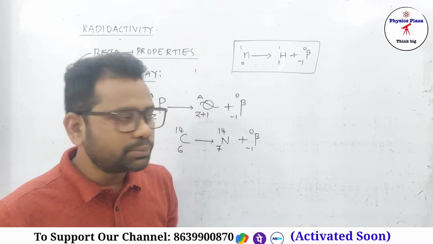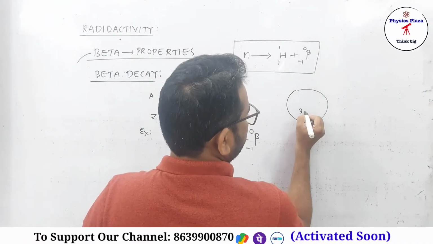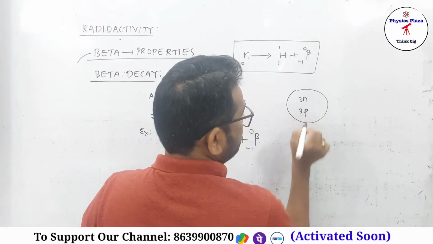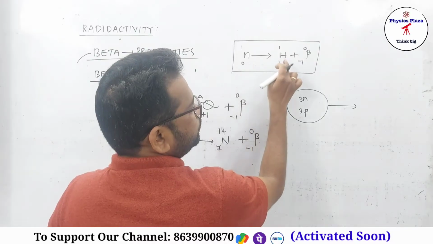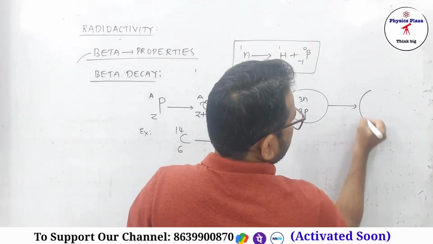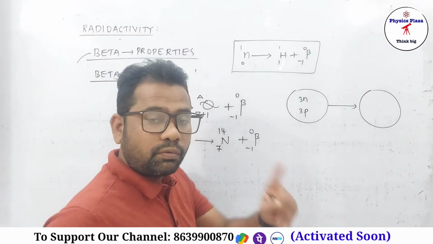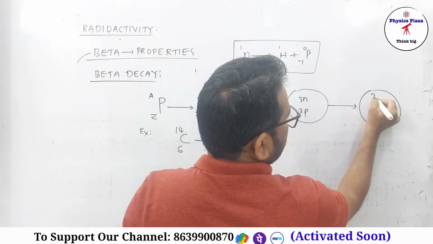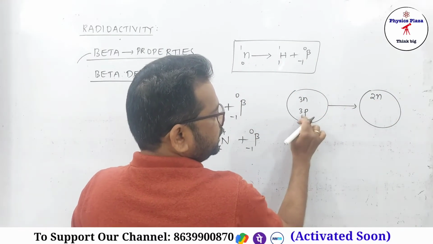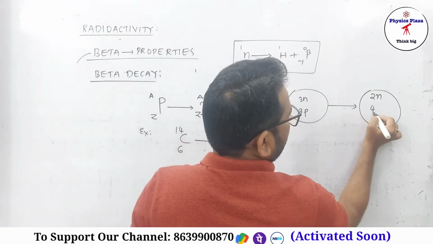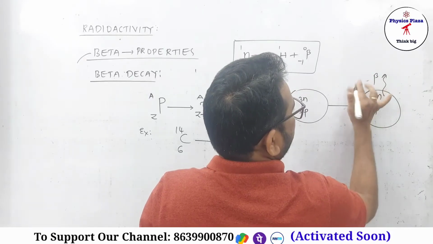So why is there no change in mass number? Look here, children. Suppose here it is an atom. In this there are 3 protons, 3 neutrons, let us say, just an example I am telling you. And what is happening during beta decay? One neutron is converting into one proton and a beta particle. So which means the neutron number decreases by one, so 2 neutrons. And whatever proton is produced is added to the nucleus. So 3 protons plus 1, 4 protons. And one beta particle is emitted.